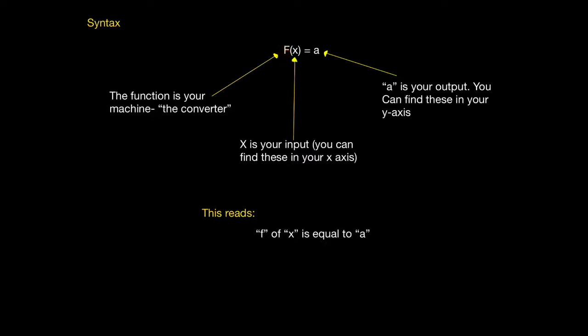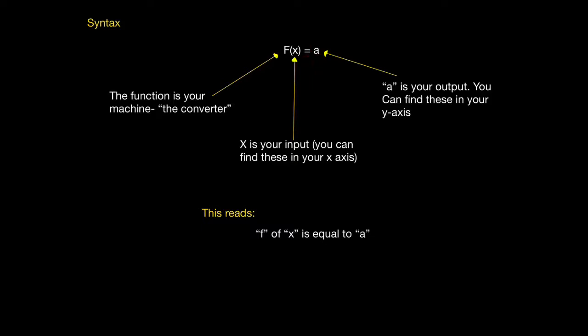The capital F along with the parentheses, that is the function, that is your machine. Think about it as the converter. X, whatever is inside of the parentheses, that's going to be your input. Here's what you can put inside your machine, and you can find these on your x-axis. Finally, you have the output, or whatever f of x equals, that's going to be your value. You can find these on your y-axis.